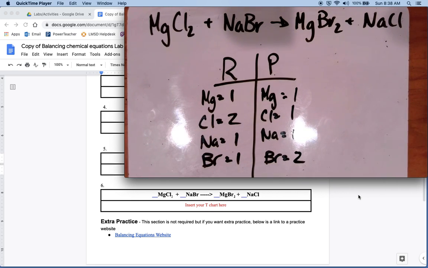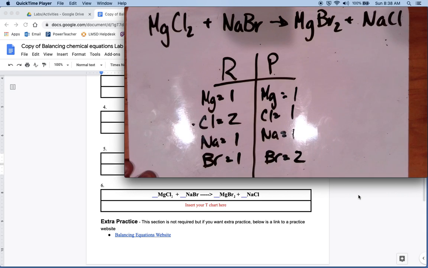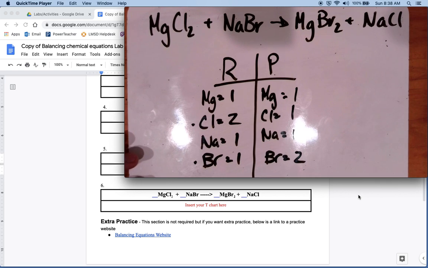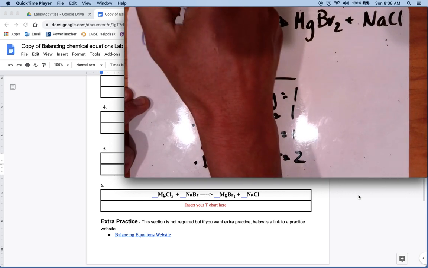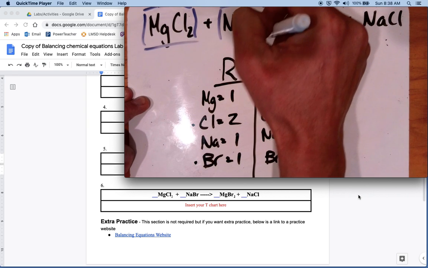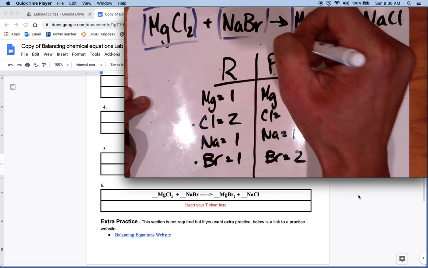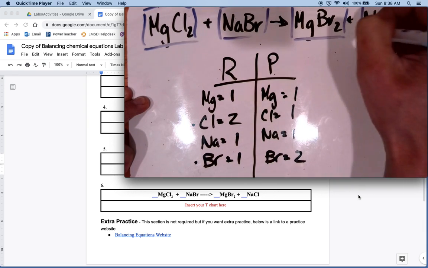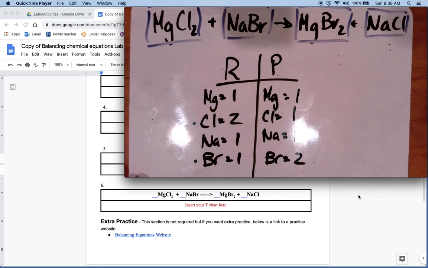Okay, so now I know that what? The chlorines and my bromines are messed up, right? Magnesium and sodiums are good. Okay, they might get messed up, but who knows? So let's figure out which one we want to fix. But before we do that, let's put our boxes around everything so that we know I can't change what's inside the box. I can only change the number that goes outside the box.